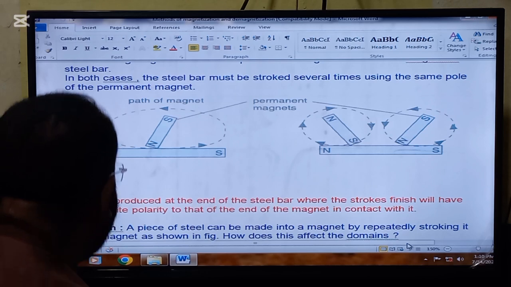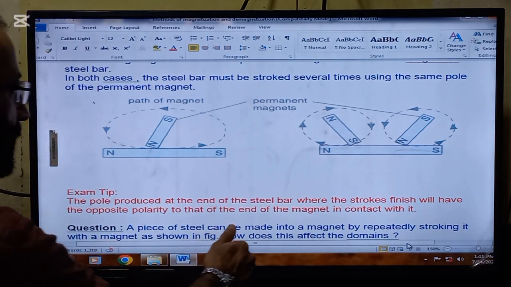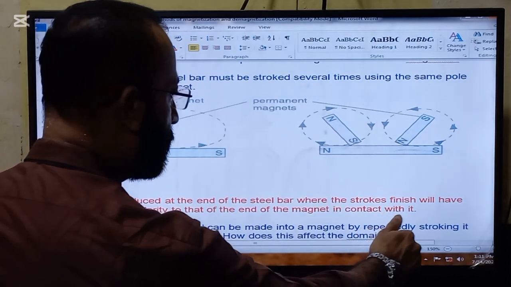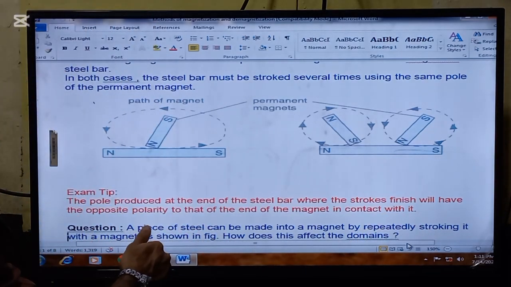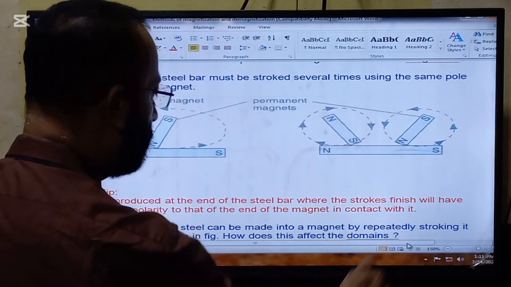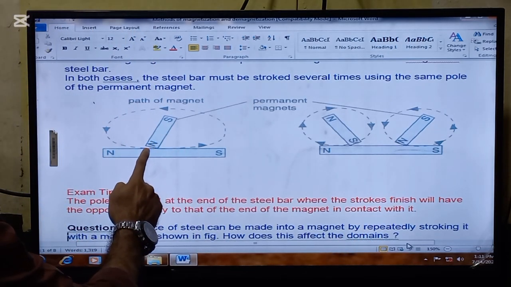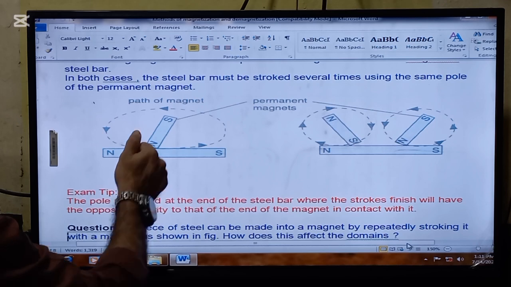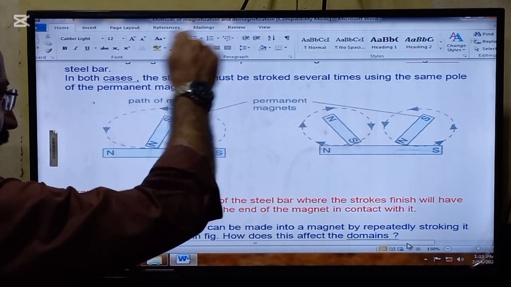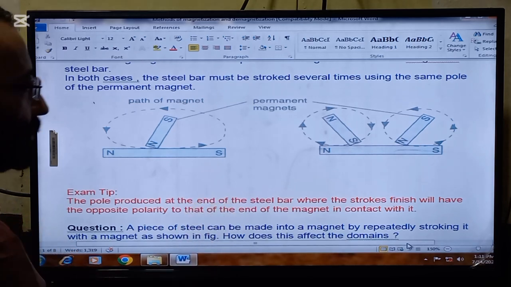Here is an exam tip for you people. The pole produced at the end of the steel bar where the strokes finish will have the opposite polarity to that of the end of the magnet in contact with it. So when a single magnet is stroked, look now, if this is north pole and it is going in this direction, a south pole will be created here.